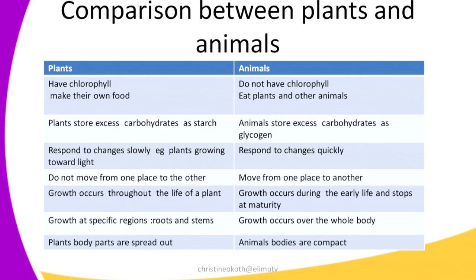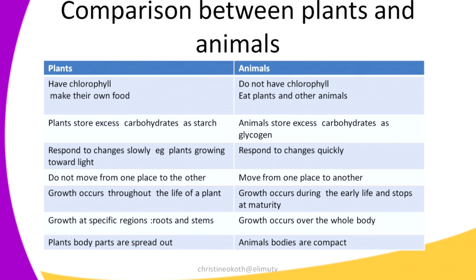Then another difference between plants and animals, growth in plants is at specific regions, for example, only at the roots and the stem. While in animals, growth occurs all over the whole body. It is not limited to any specific region. Then the last difference between plants and animals is that plants' body parts are spread out, while in animals, all the body parts are compact and held together because they function together.